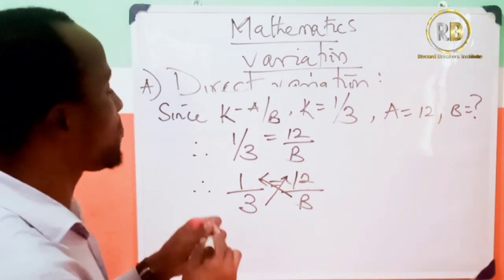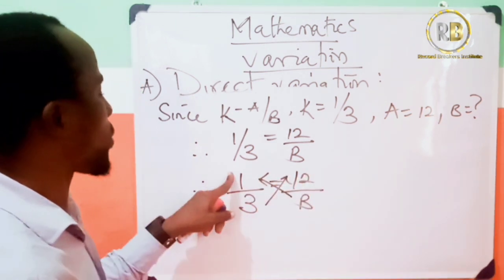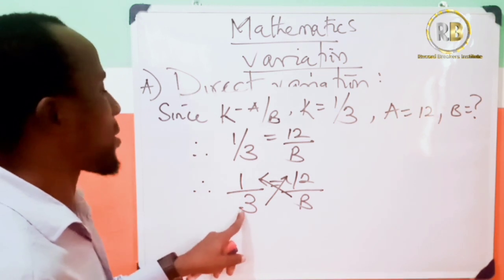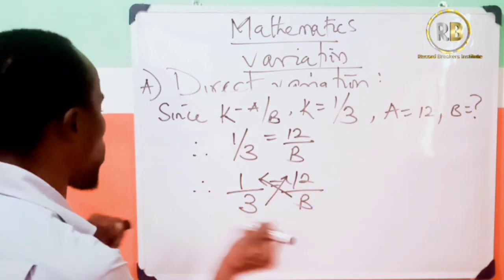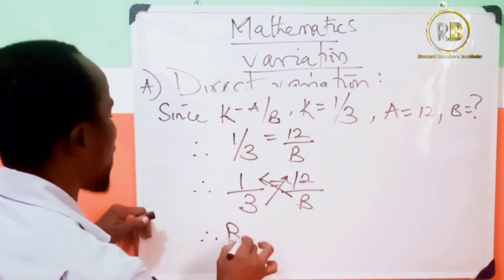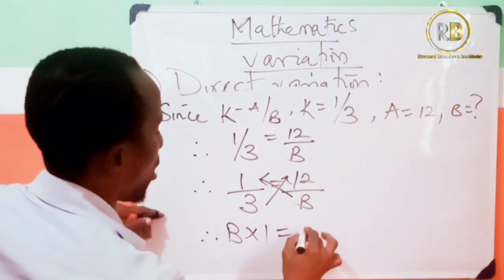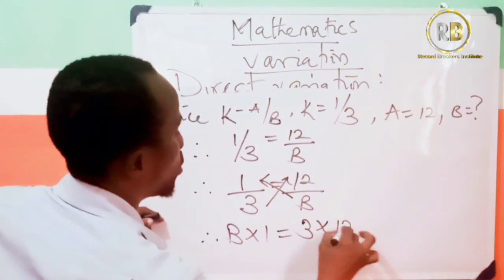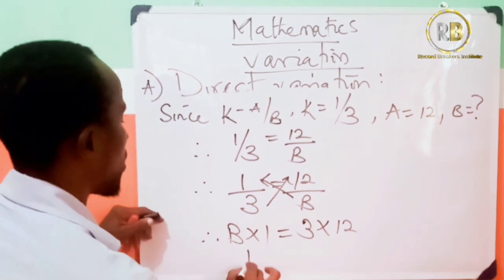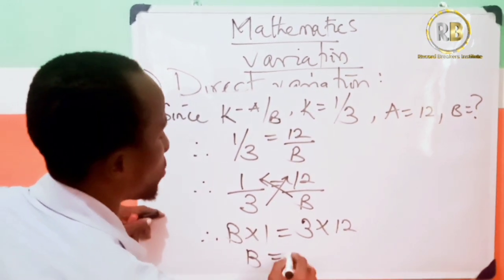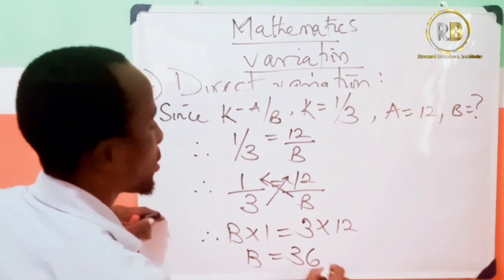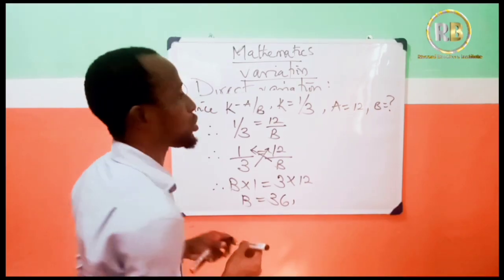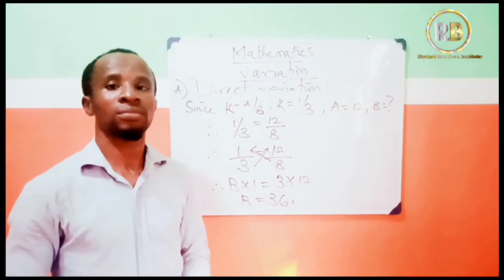That means the B here multiplies with the numerator here, while the 3 here multiplies with the value of 12 here, which is equal to B times 1 all over 3 times 12. B times 1 is what? B, and 3 times 12 is what? 36. So the value of B is equal to 36.